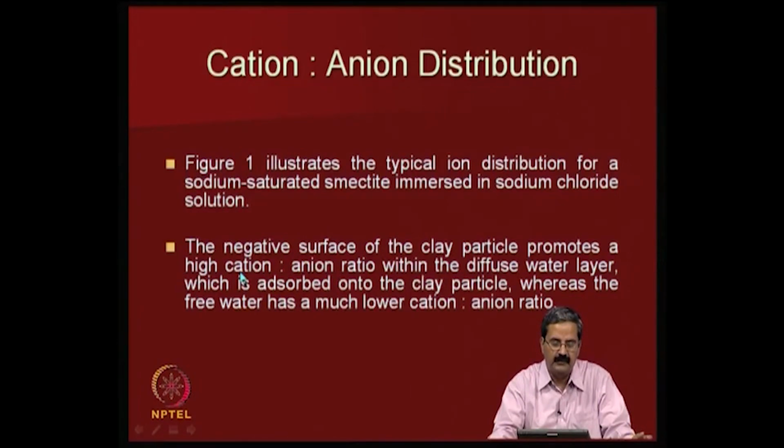So, the negatively charged surface of the clay particle has a high cation anion ratio quite naturally, because you have a lot of negatively charged surfaces. So, cations tend to go there. The cation and anion ratio could be high within the diffuse double layer, whereas in the clay free water definitely the cation anion ratio is lower. This needs to be appreciated.